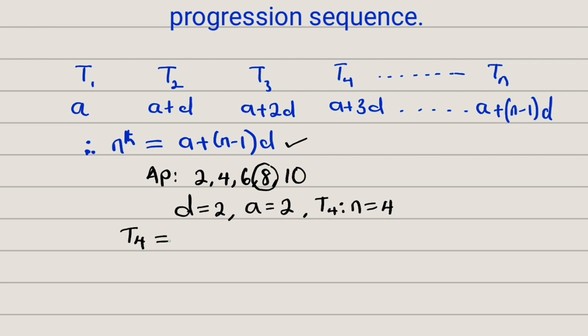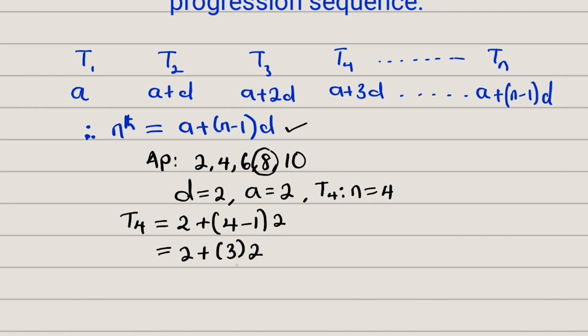to see whether we are going to find this 8. T4 is now equal to A, which is the first term, 2, plus n, the number of terms, which is 4, minus 1, then multiplied by the constant common difference, which is 2. This is equal to 2 plus, 4 minus 1 is equal to 3. So we have 3 multiplied by 2. Then we have to start with multiplication before addition. This is 2 plus 6, and 2 plus 6 is equal to 8. And hence this formula is applicable.